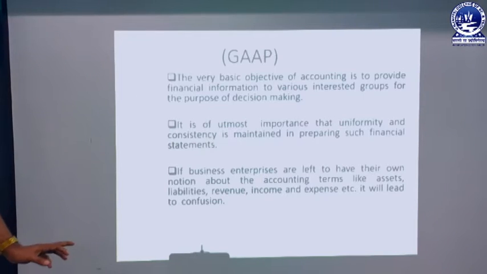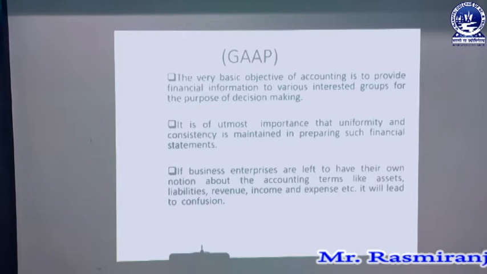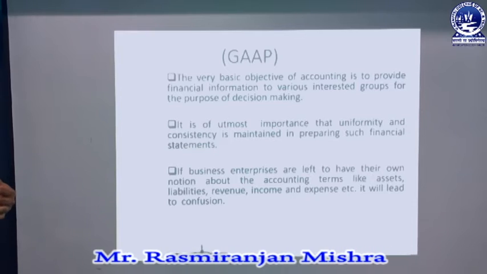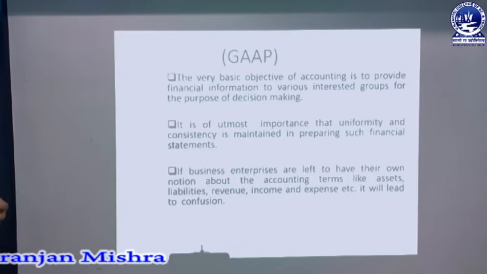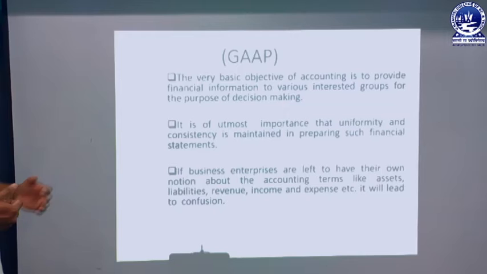Now we will focus upon GAAP, that is generally accepted accounting principles. The very basic objective of accounting is to provide financial information to various interested groups for the purpose of decision making. We have already discussed in our first class that accounting is the art of recording information or monetary transactions that affect the business in a systematic manner, and finally presenting the information in the form of a report to the various interested groups. So the basic objective of accounting is to provide the necessary information to the various interested groups associated with the business for the purpose of making a clear decision.